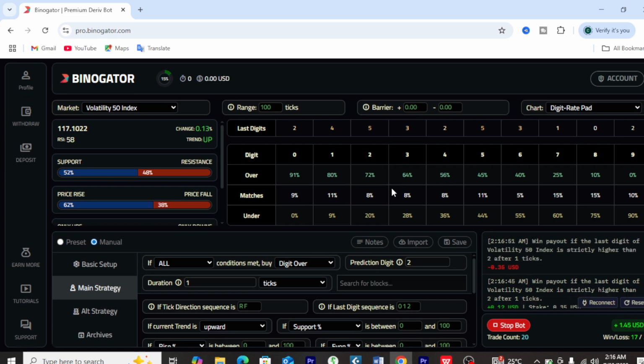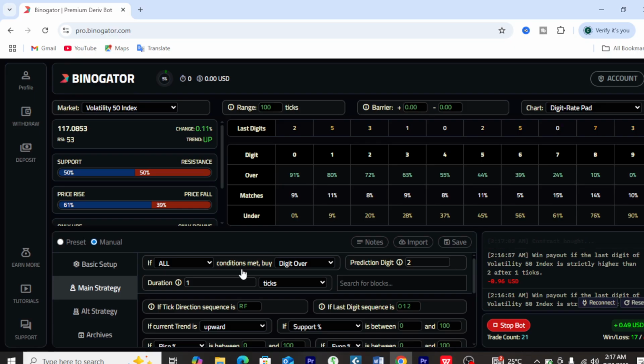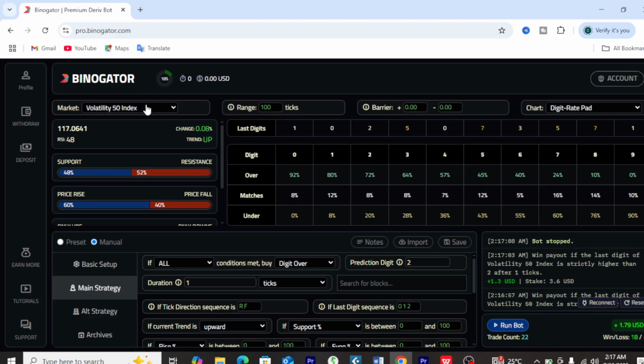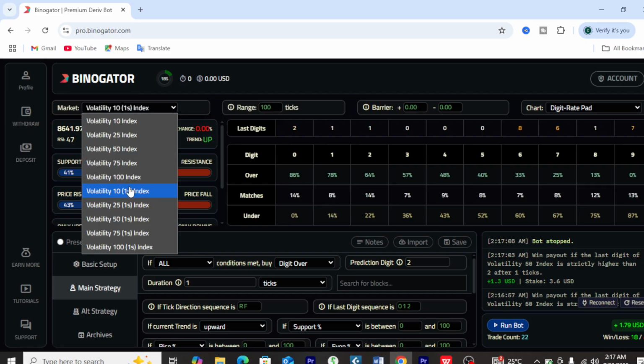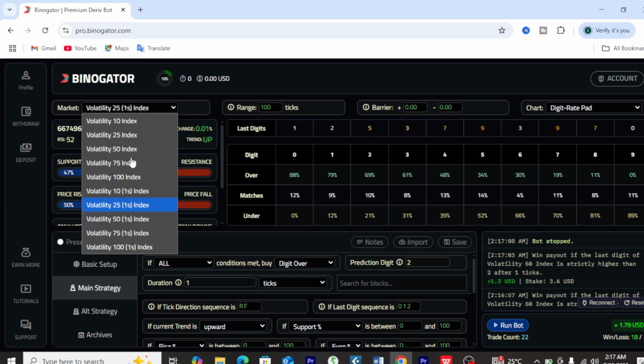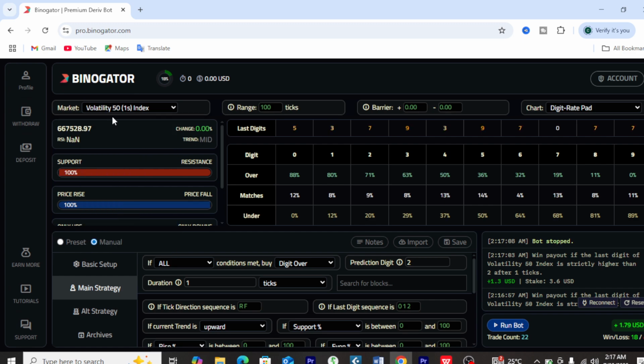So there are times that the market can just go against us, and then this number changes or gets very high. What I'm going to do is stop the bot. I'll stop the bot, and I'll look for another market where the matches percentage is less than 10.